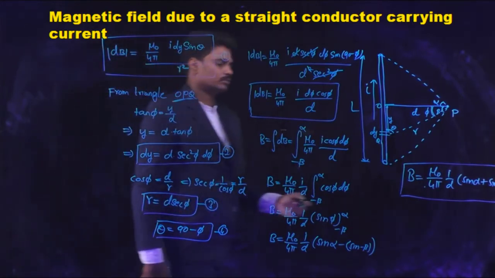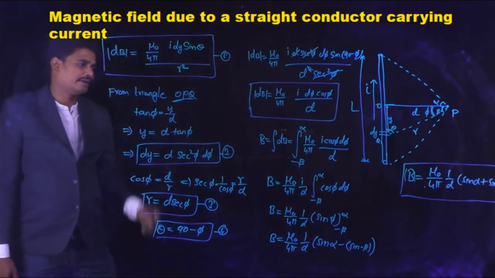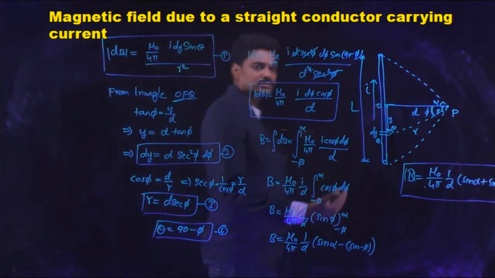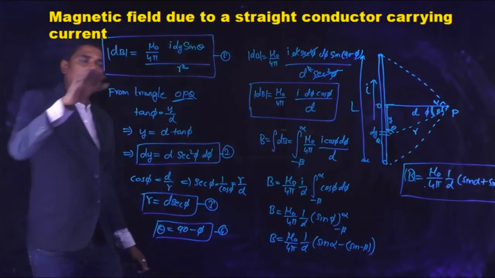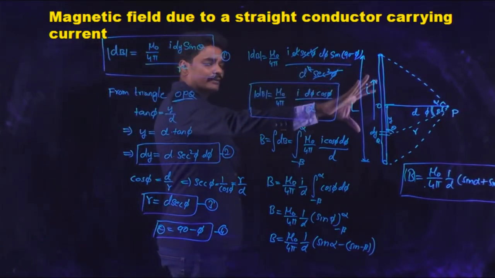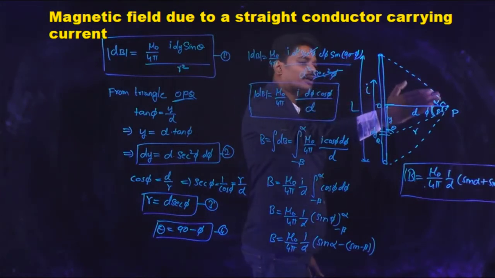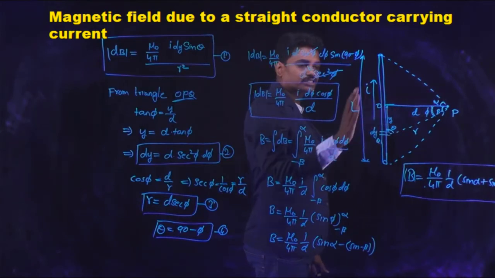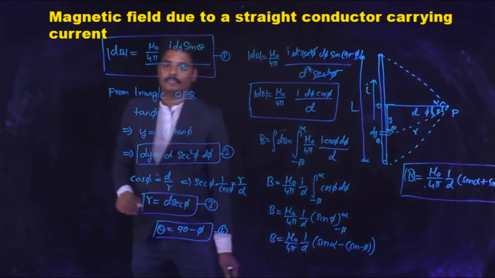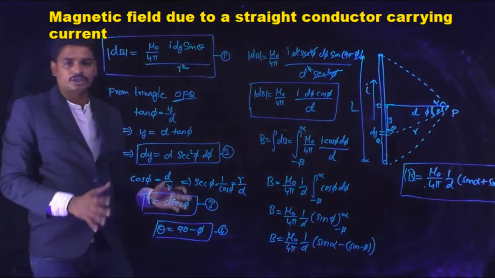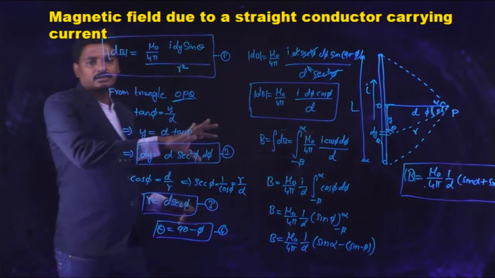It is only the magnitude. You can write mod B is equal to mu naught by 4 pi I by d sin alpha plus sin beta. This is the magnetic field for a straight conductor carrying a current, of finite length, making angles alpha and beta at a point P which is at a perpendicular distance d from the current carrying conductor. So it is very important from the objective point of view. So let us consider some special cases for a straight conductor.